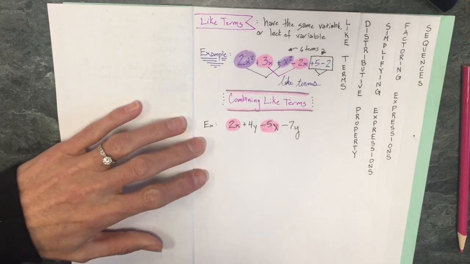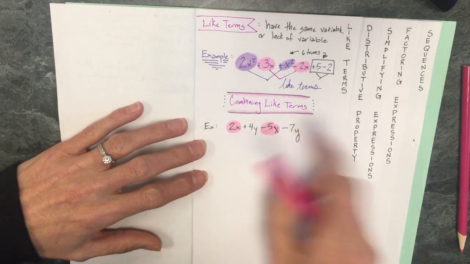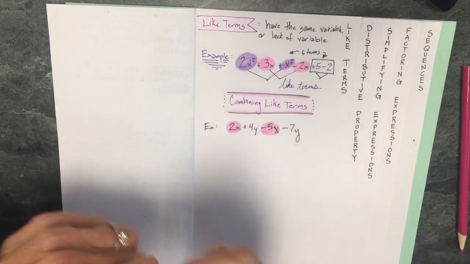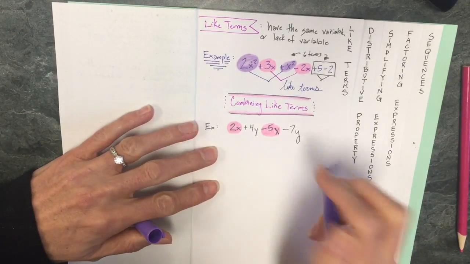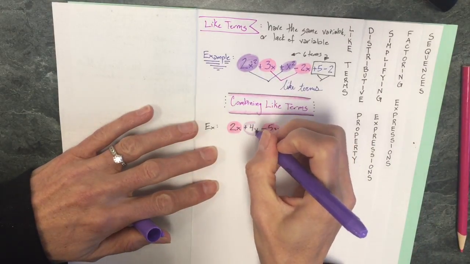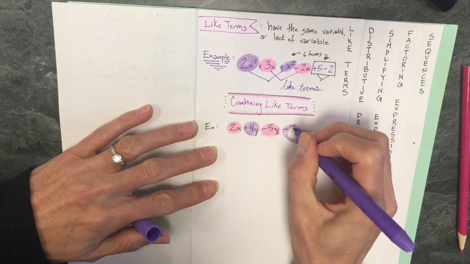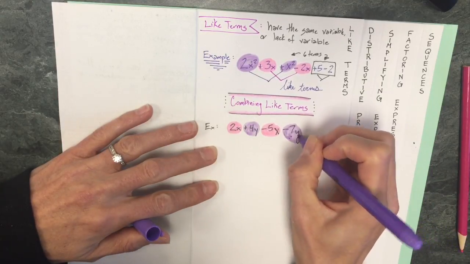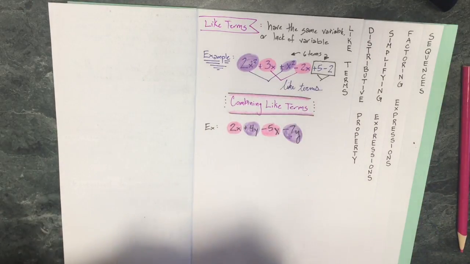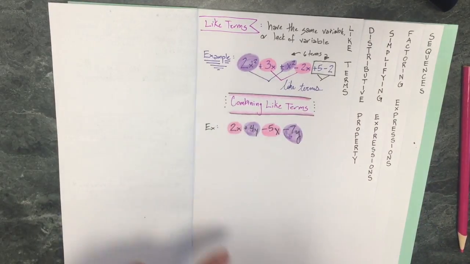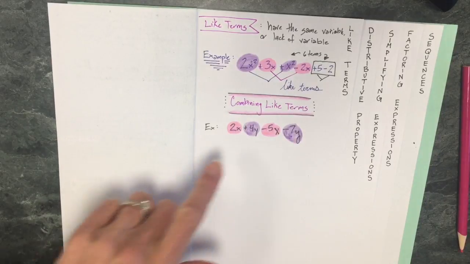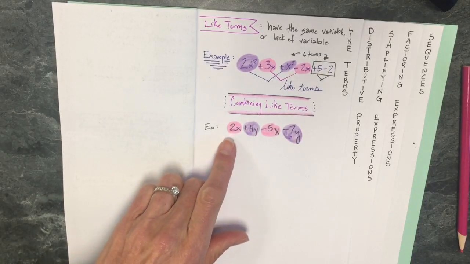You can combine your 2 and your negative 5. And then these two y's, they have the same variable. So you could put these together. Notice how I'm highlighting the sign in front of your term, because it's really important. This is a negative 7. This is a negative 5, positive 4, positive 2.